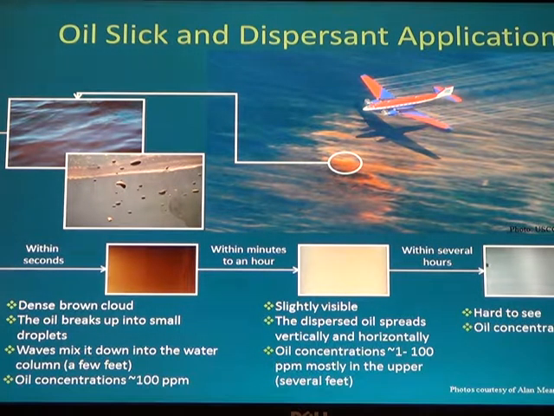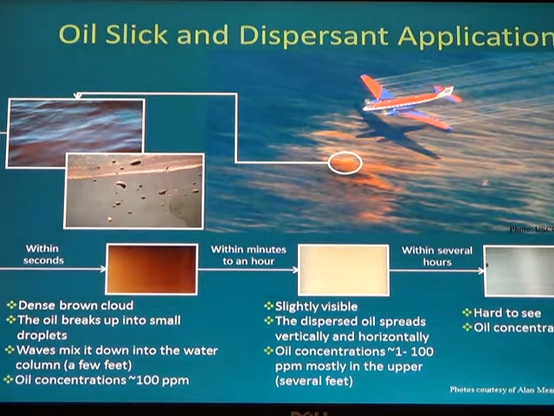So when we apply dispersants to an oil slick, what we're looking for is achieving this dense brown cloud within that upper water column. Okay, that's what we want to see happen. That tells us that the dispersant is working on that oil slick. So the oil breaks up into very small droplets. The waves mix it down into the water column, and within those first few feet, you're going to have a dispersed oil droplet concentration of about 100 parts per million. That's within the first few seconds of applying that dispersant.